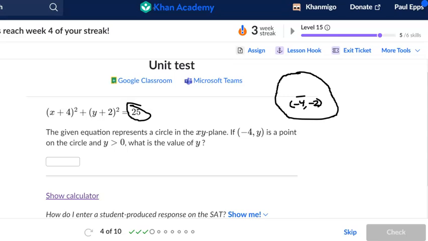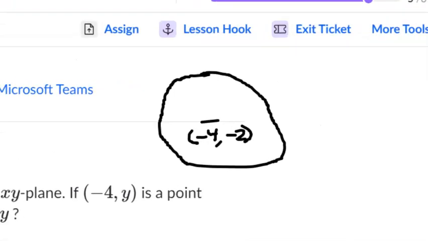So, negative 4, something is a point. So, y is greater than 0. So, if negative 4 is going to be a point on the circle, we just got to go straight up 5 units, which would take us to negative 4, 3. Negative 4, 3. Okay.